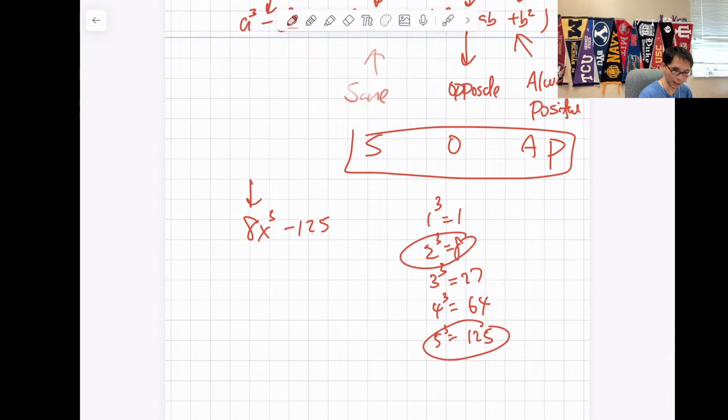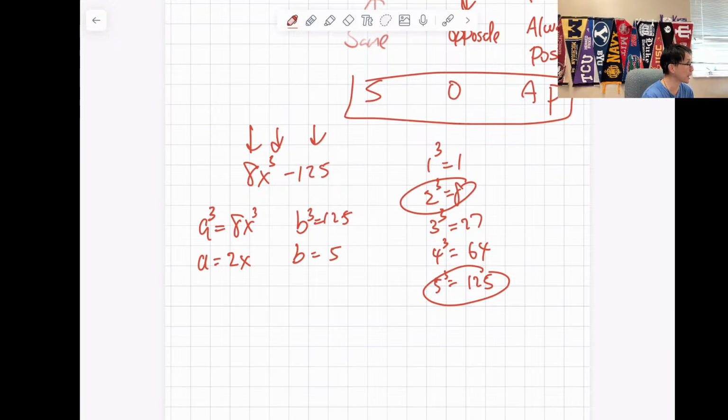So therefore, do you see this is 8 and 125? And this is also a cube, so you know that you have to use sum and difference of cubes. To factor this is a little bit harder, but it's okay. So we can say a cubed is equal to 8x cubed. What do you think a is? 2x, because 2x times 2x times 2x, 2 times 2 times 2 is 8. Does that make sense? B cubed is equal to 125. What is b? 5. Now, I'm going to purposely make mistakes, so see if you can find them, okay?